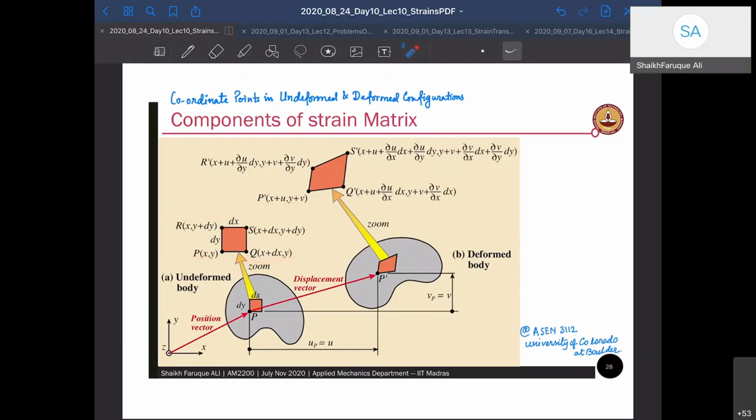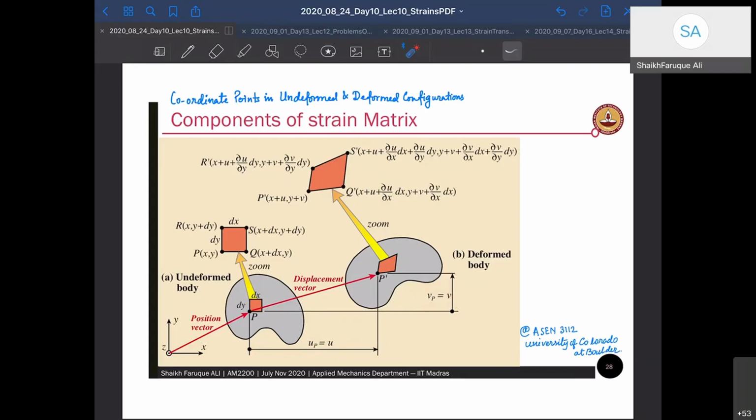Now in the deformed coordinate system, the P point will move to a P dash point. Q point will move to a Q dash point. Please note that P dash Q dash is not going to remain horizontal. Q will have deformation along horizontal as well as along the vertical Y axis. So first look at P, which has moved to P dash. P has moved along X by an amount U, and along Y by an amount V.